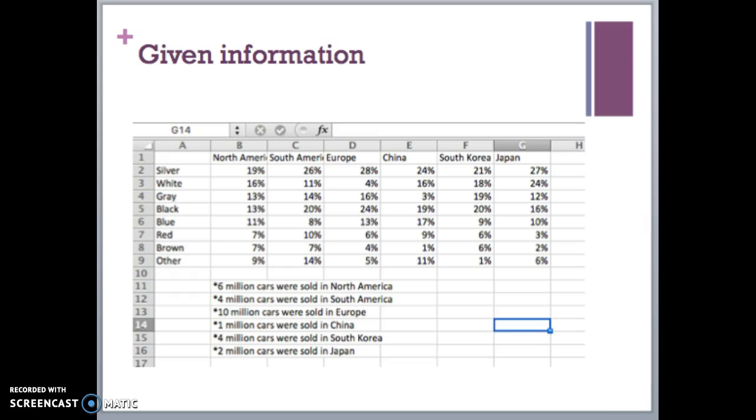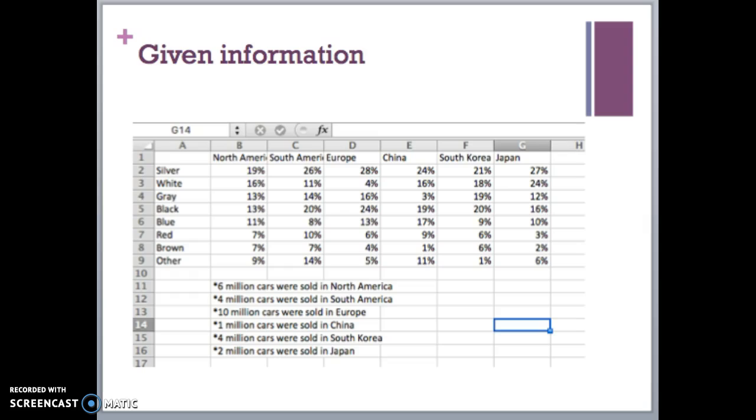So this is the given information. So we know that 19% of cars sold in North America are silver, 16 are white, 13 are gray, 13 are black, 11 are blue, 7 are red, 7 are brown, and 9% are other colored. And this goes for each region.